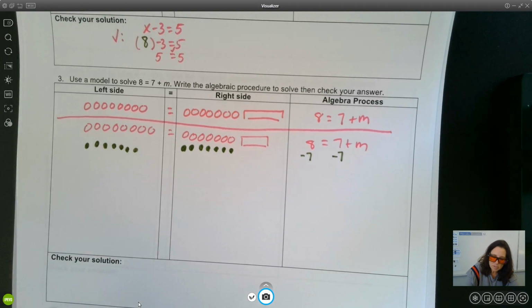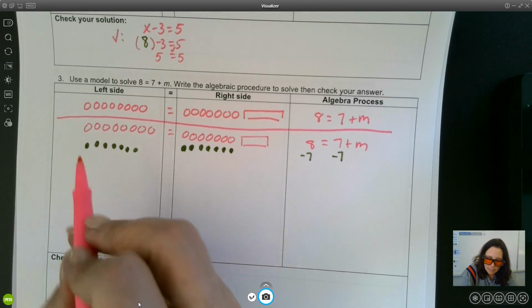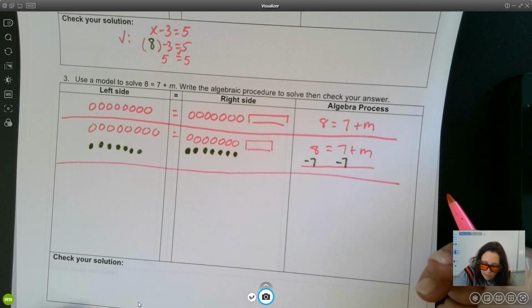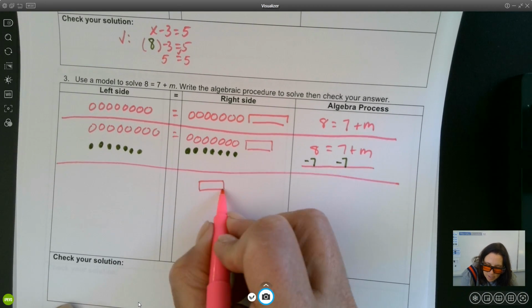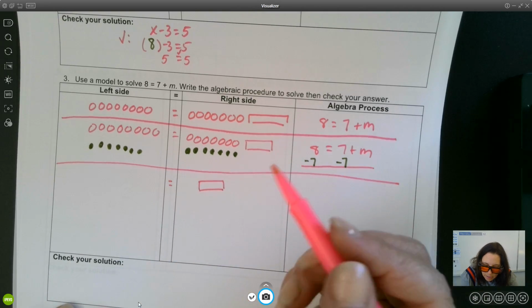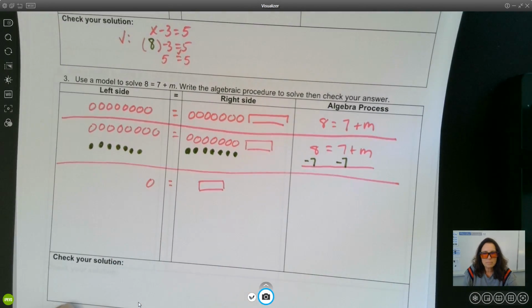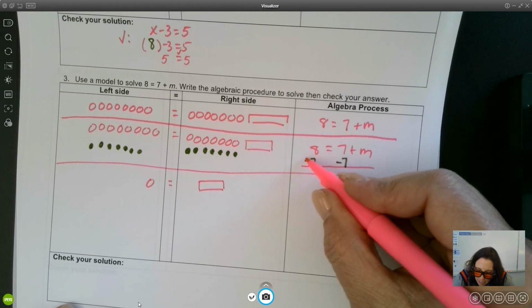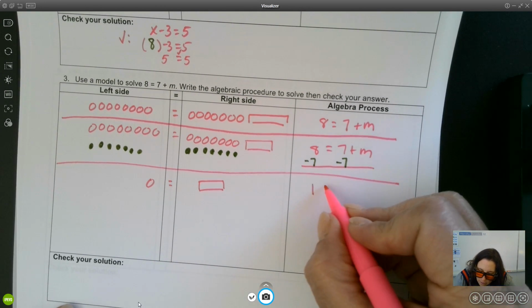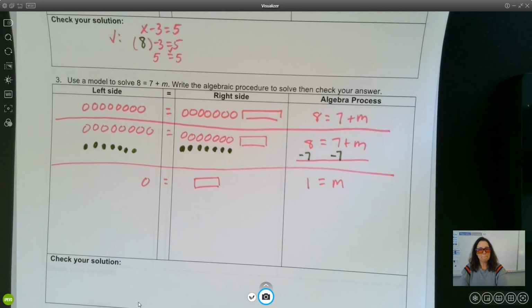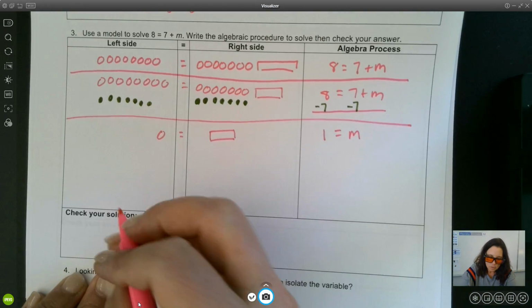Again, that whole step matches. Now I see what's left. I've got an m left on this side. That's exactly what I wanted. Look at all these 0 pairs. I just have 1 chip. Let's look over here: 8 minus 7, that's 1, equals m. Okay, let's do the check.